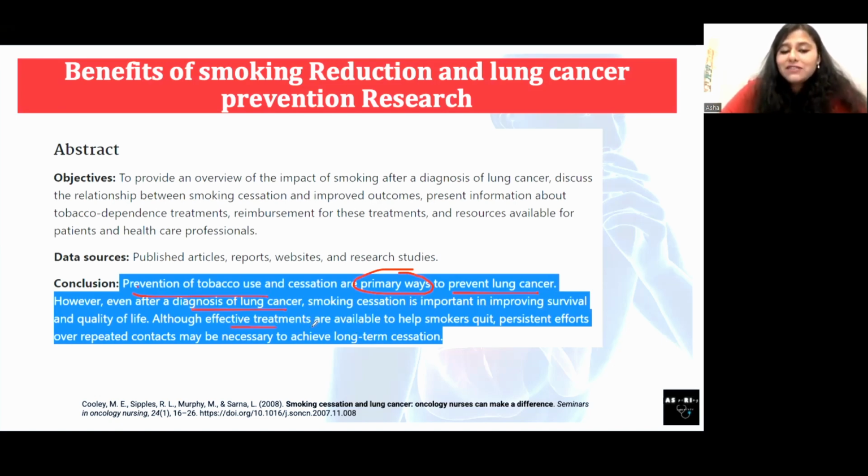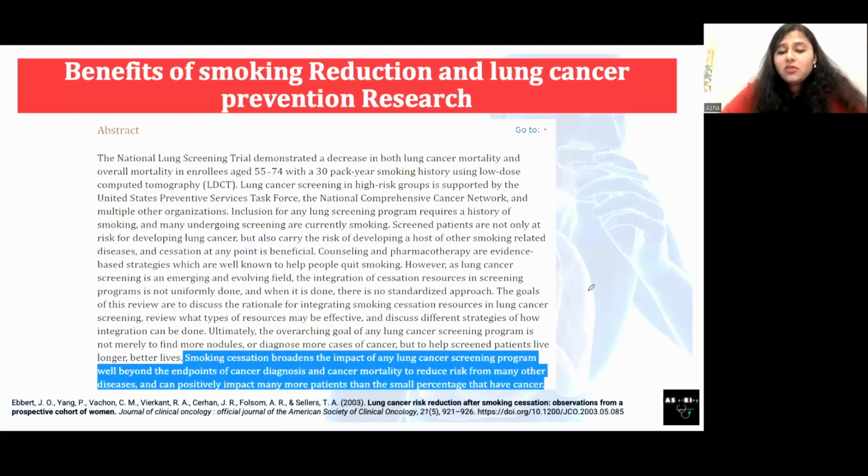So effective treatments are always available to help those who are smoking and are willing to quit. And persistent efforts, often repeated contacts, may be necessary to achieve long-term cessation. So always be supportive, always work on ways to help and encourage those patients to make the first step in reducing smoking. Another piece of research also promotes the importance of smoking cessation, which broadens the impact of any lung cancer screening.